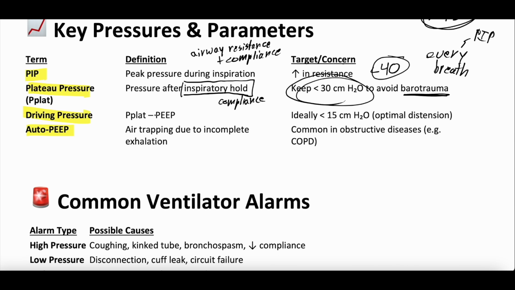Driving pressures, we put it in here, and in retrospect, this is probably a little too advanced for a basics lecture. But the calculation here is plateau pressure minus PEEP, and it is a surrogate for optimal alveolar distension. We'll put out a specific video on driving pressure, so we won't spend too much time here, but just know it exists, and it's something that people might talk about on rounds.